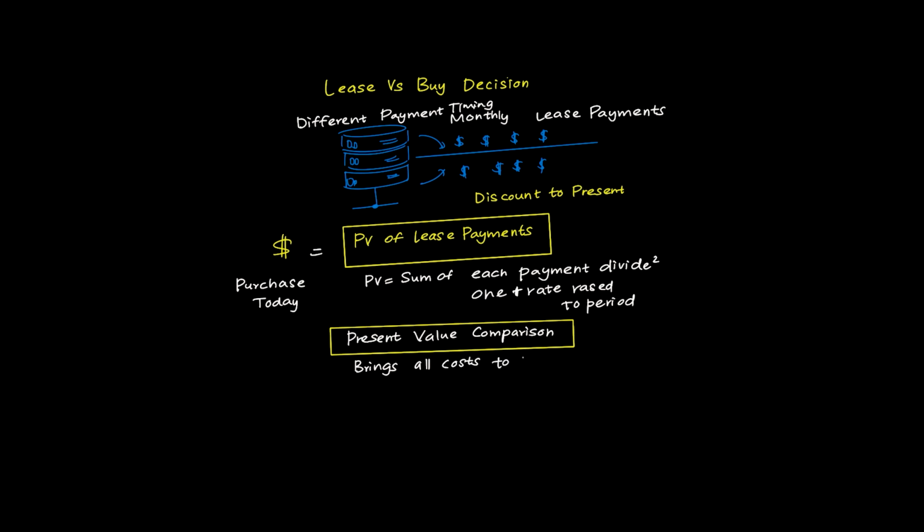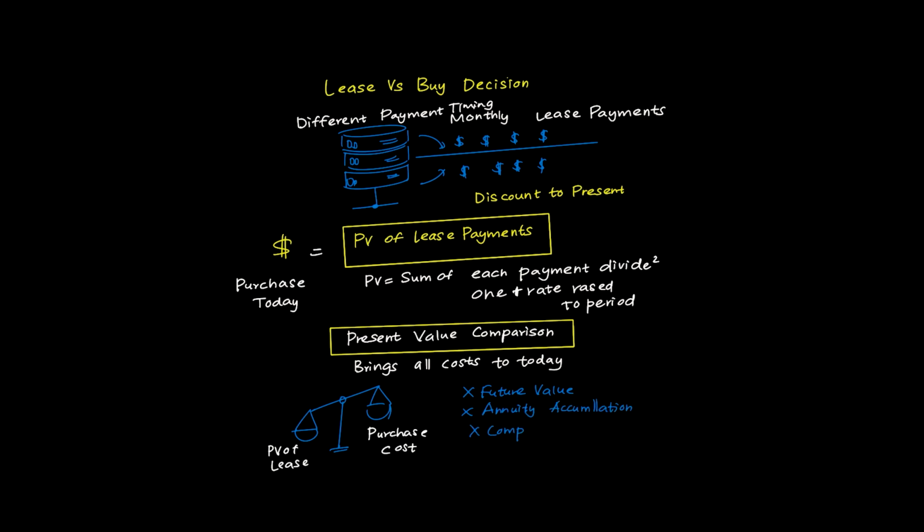Future value goes the wrong direction, moving present amounts forward rather than bringing future payments back. Annuity accumulation is about growing periodic payments, not comparing alternatives. Compound interest grows money forward, but we need to discount backwards. Present value comparison is the tool that makes lease versus buy decisions possible by bringing all costs to the same time frame.